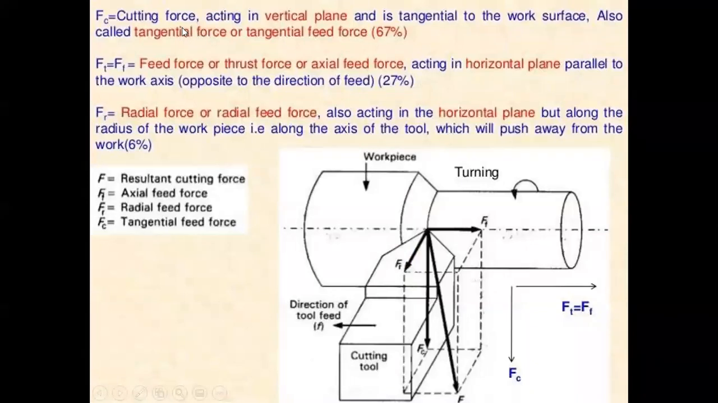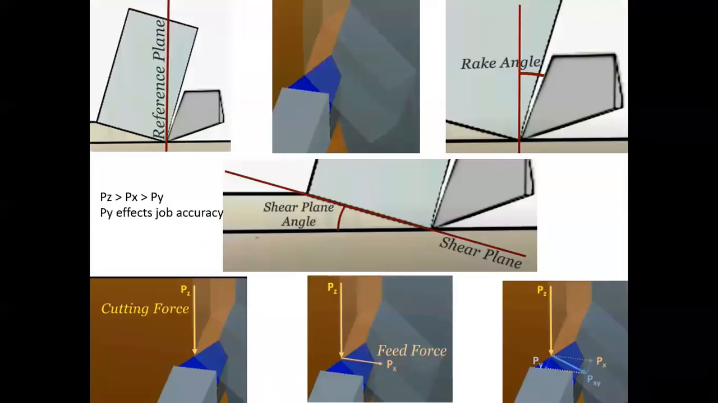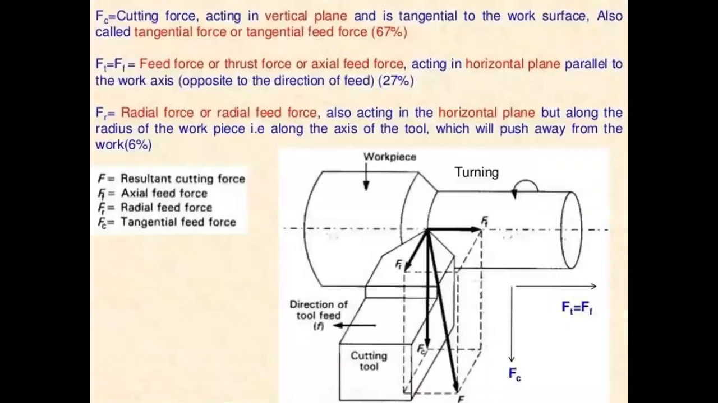Cutting force is denoted by FC, and sometimes it is denoted by PZ. Okay, it acts vertically. Always remember that cutting force always acts vertically. It has the major contribution, about 67% of the contribution is of cutting force. It acts along the vertical plane. It is tangential to the workpiece, also known as tangential force or tangential feed force, and the contribution is 67%.